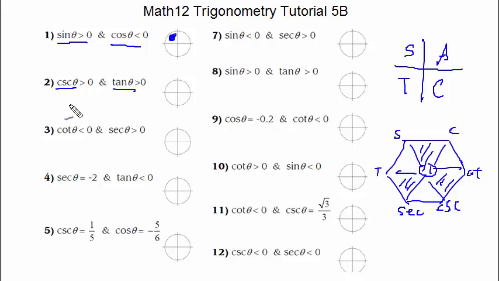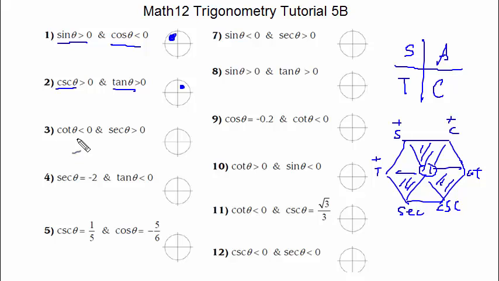So cosecant bigger than 0 means sine bigger than 0. Tangent bigger than 0 means cosine must be bigger than 0, because tangent equals sine over cosine. So this is positive, this must be positive. To have tangent positive, both are positive, so it must be quadrant 1 here.